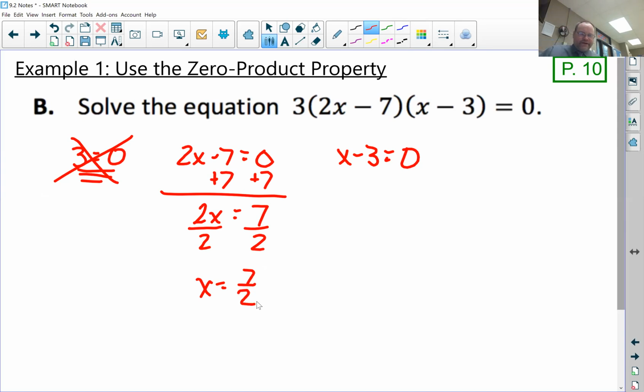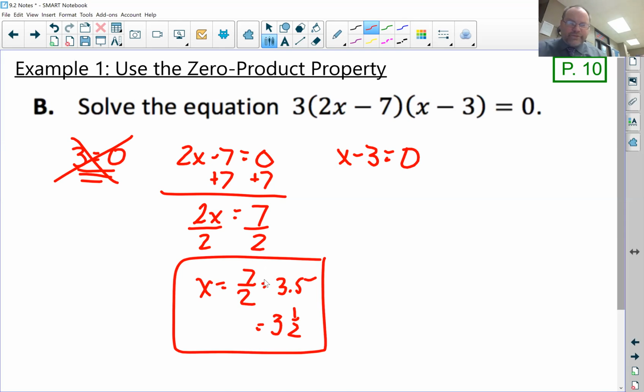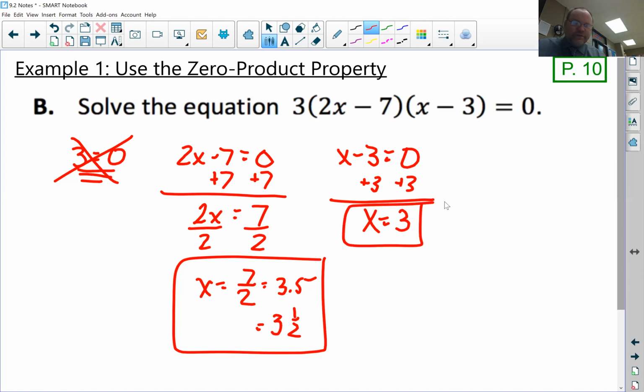And you can certainly leave that as 7/2. That would be fine. Some might like it as a decimal. You could also go 3 1/2. I prefer just leaving it as the decimal answer. This makes it a little bit easier. The other solution, if I add 3 to both sides, I get x equals 3. So there are my two solutions. X equals 3, x equals 7/2.